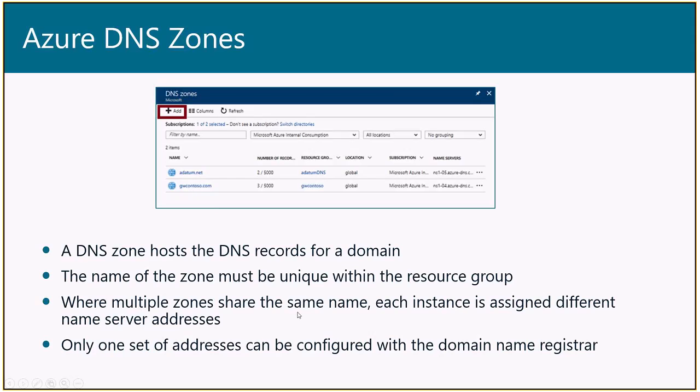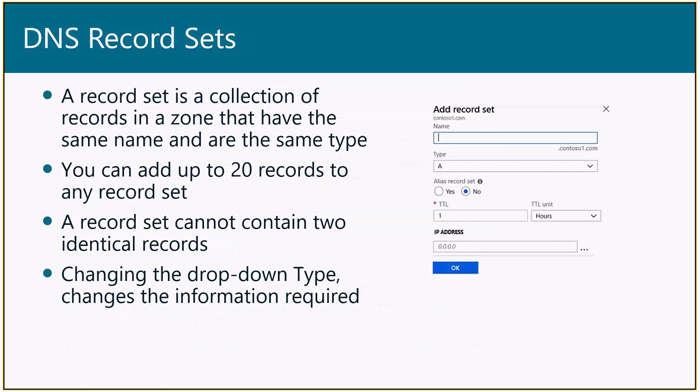Where multiple zones share the same name, each instance is assigned different name server addresses. So if we create zones for failover and all that, we can have a different name server address even though they have the same name. Only one set of addresses can be configured with the domain name registration. So your primary domain name is the one we register.